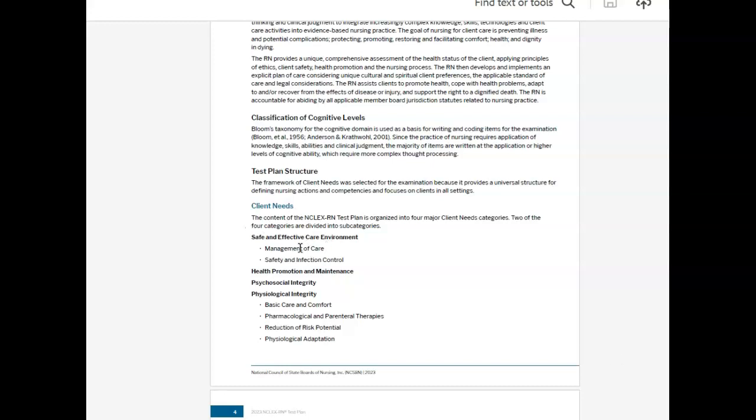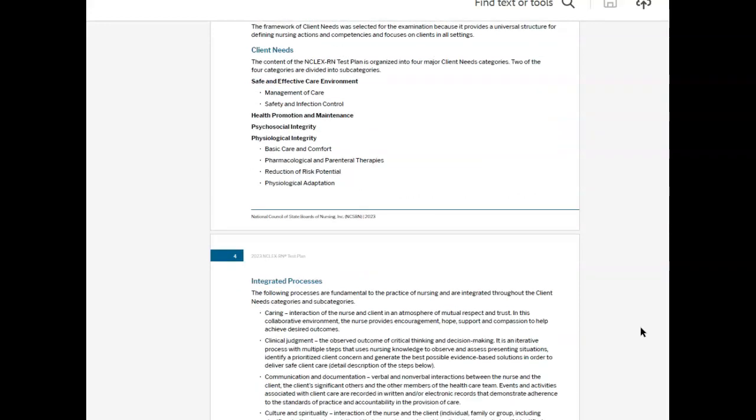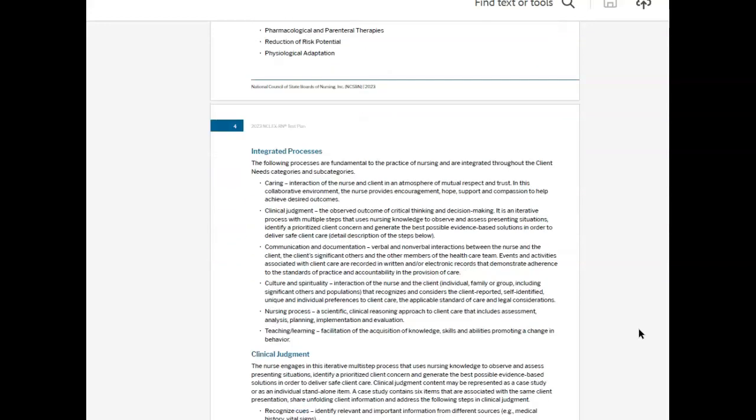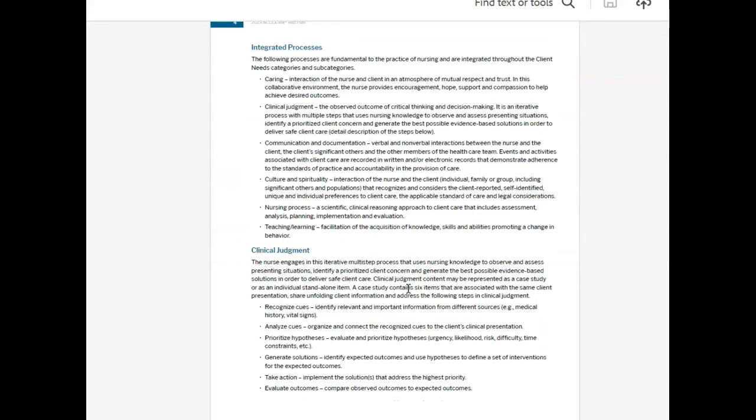Management of care would be some of the leadership things, and also just managing a client's care. Safety and infection control is there because you're also managing the care environment. So those are the 4 major client needs categories. Then it talks about integrated processes, and it talks about clinical judgment. You'll hear a lot about clinical judgment this semester if you haven't already.